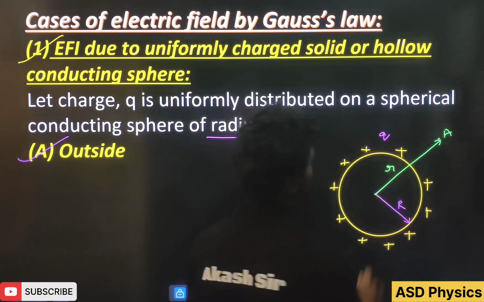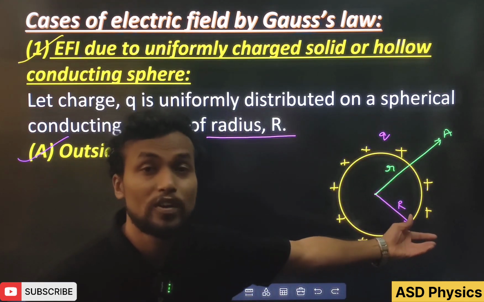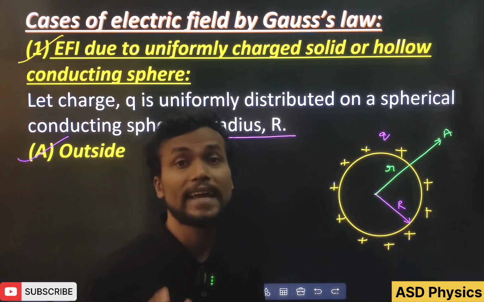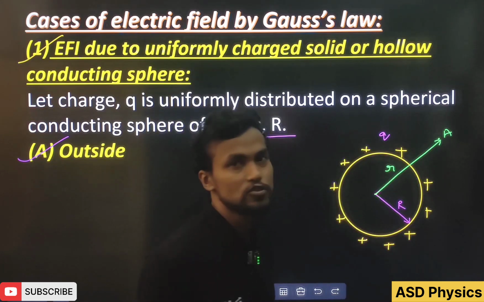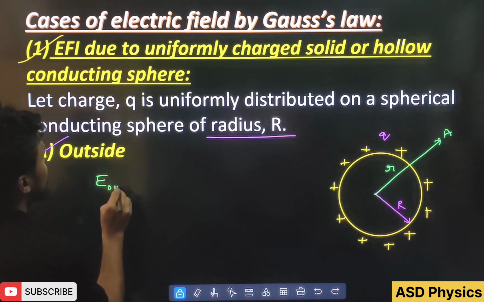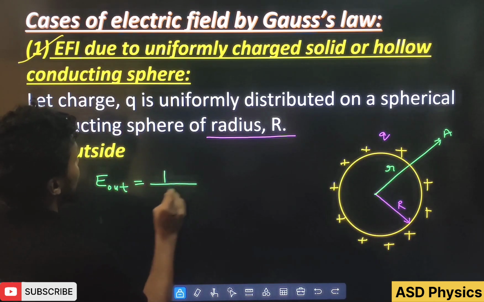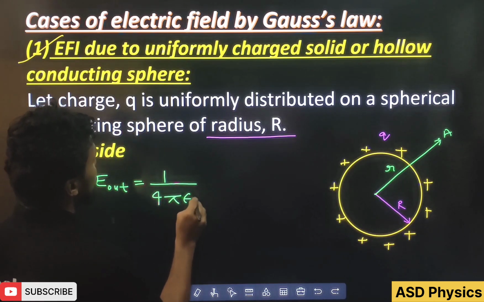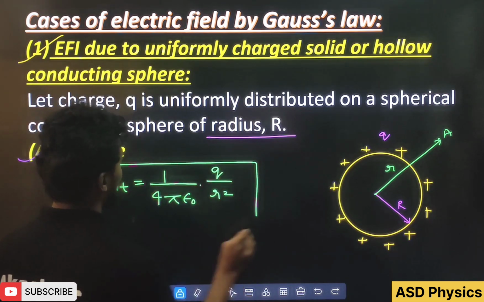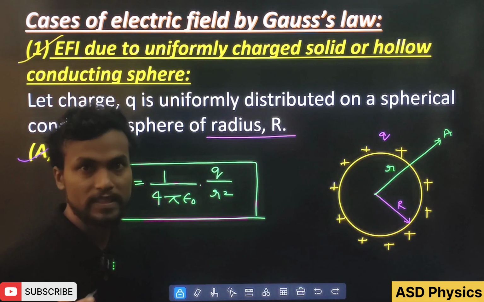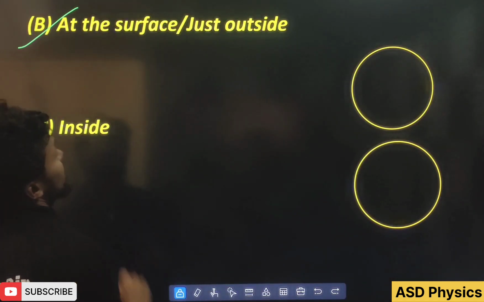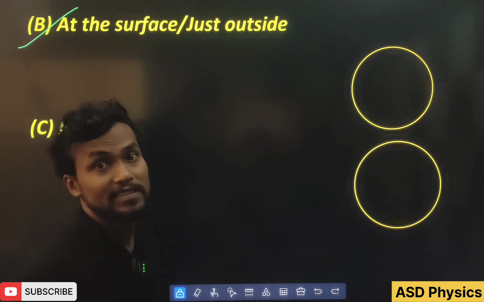Center to observation point is always small r. So remember that whenever the observation point is outside, what will happen? The total charge on the conducting sphere can be concentrated at the center. So when the charge comes to the center, then electric field intensity is given by 1 by 4 pi epsilon naught into Q by r square. Okay, very simple.